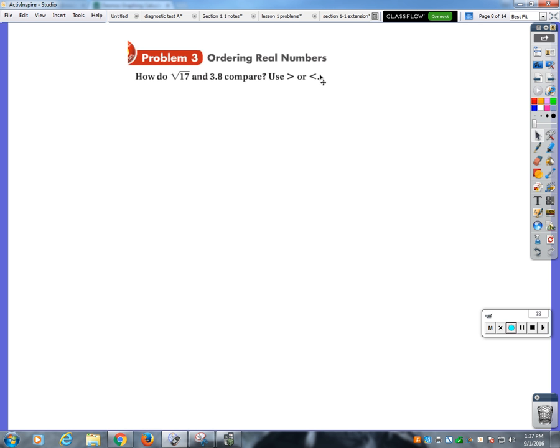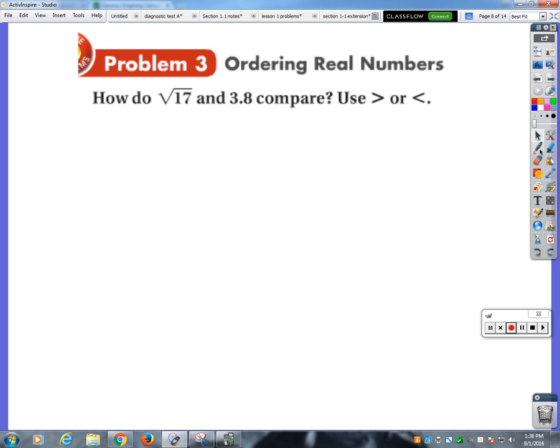All right, how about this one? Square root of 17 and 3.8. Which is bigger? Square root of 17 or 3.8? I want to see the square root of 17s. And I want to see the 3.8s. Okay, so we're all in agreement? 3.8? Okay, how do you know? Someone raise your hand and explain how you know. 4 times 4 is 16, and that's still smaller than 17.